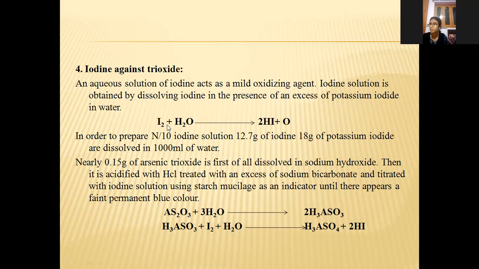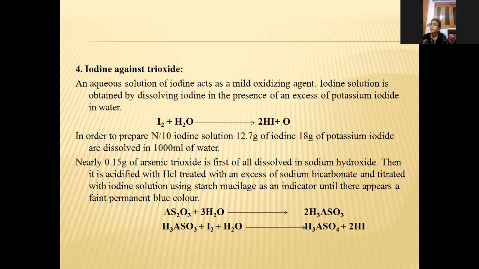When iodine is dissolved in water, we will get hydrogen iodide plus oxygen. In order to prepare N/10 iodine solution, we have to take 12.7 grams of iodine and 18 grams of potassium iodide in 1000 ml of water.